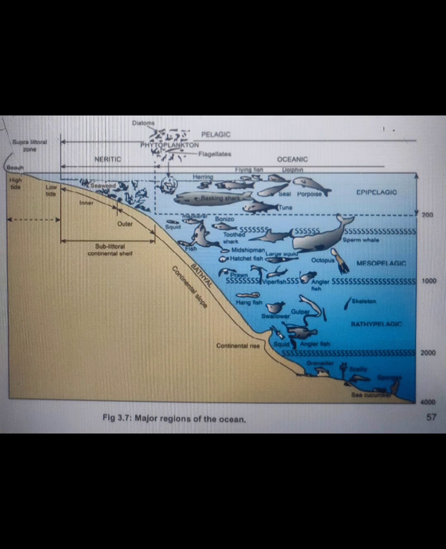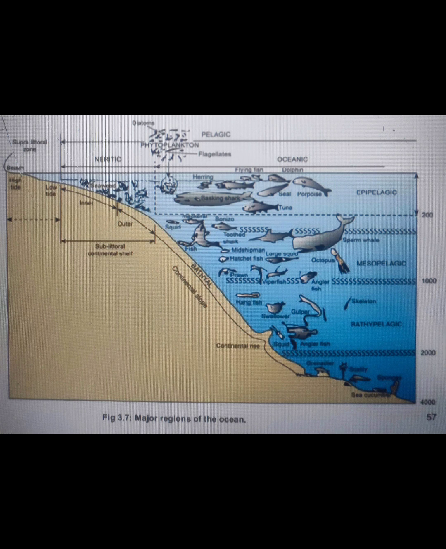Diatoms. Pelagic. Phytoplankton. Flagellates. Supralittoral zone. Beach. High tide. Low tide. Inner. Squid. Sublittoral continental shelf. Shark. Sperm whale. Fish. Bathyal. Oceanic. Dolphin. Flying fish. Herring. Basking shark. Seal. Porpoise.